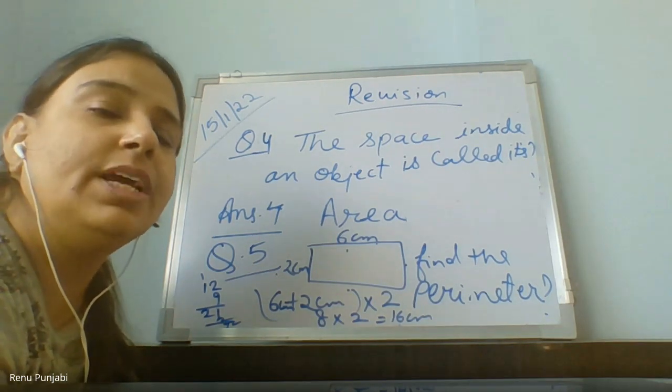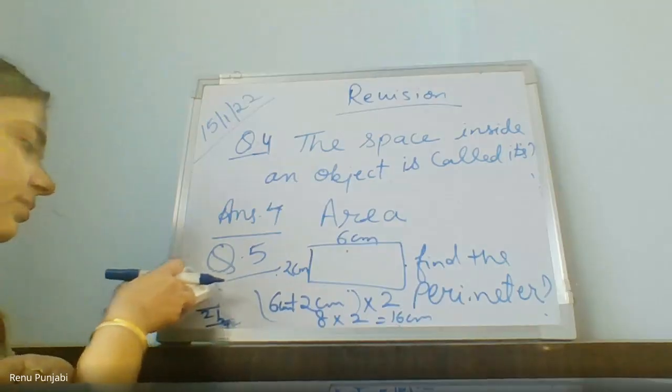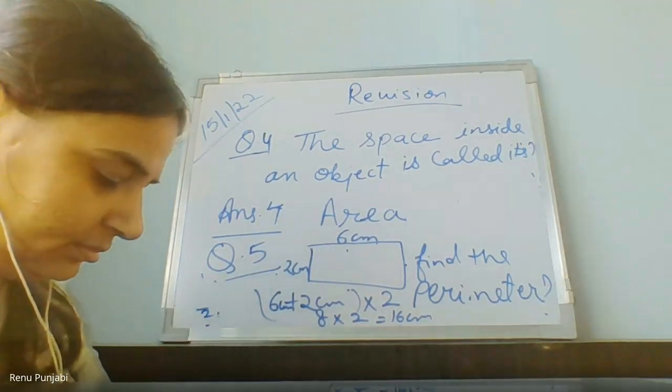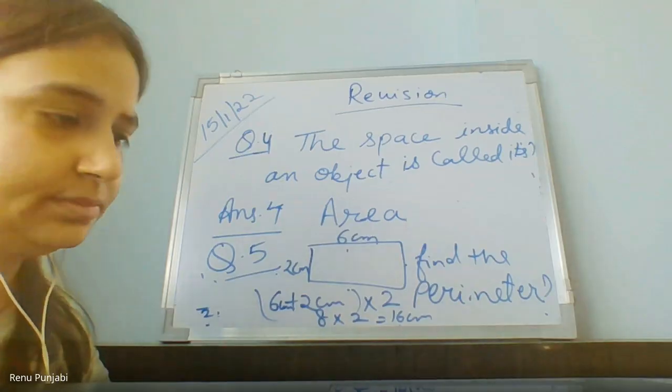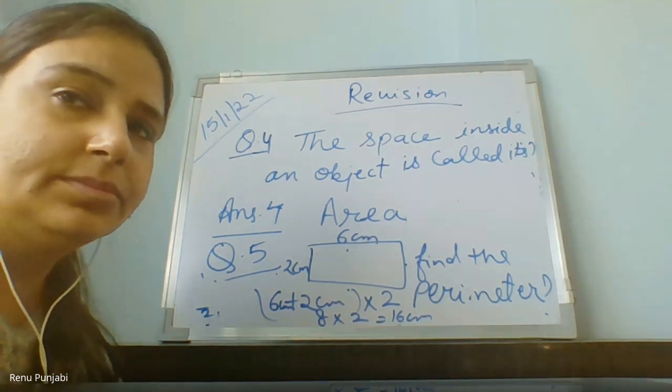Yes, please, Viha, carry on. Yes, ma'am. I will do a rectangle for finding a perimeter. Length is 12 centimeters and breadth is 6 centimeters. Okay. So, what will be the perimeter?